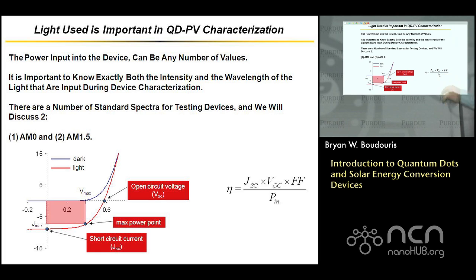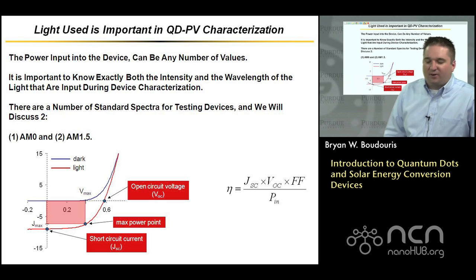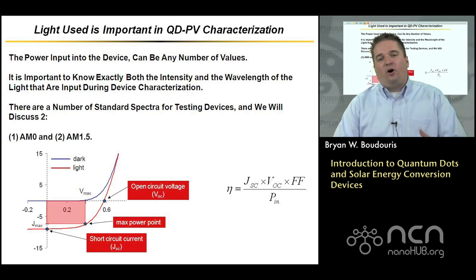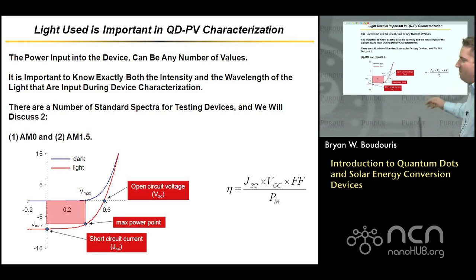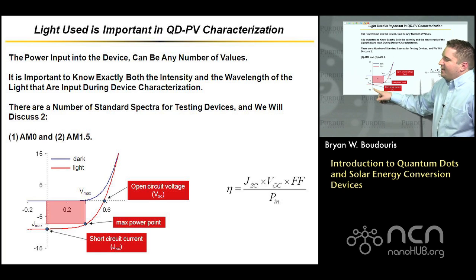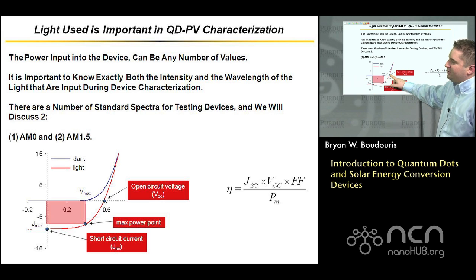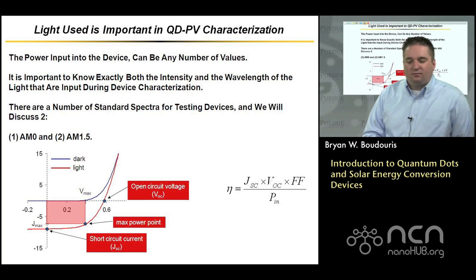And we care about the power of the light that comes into the device. So let's look at what all those terms are. So the JSC, the short circuit current density, is the current density at 0 applied bias to our device. Our open circuit voltage is the voltage at which we have 0 current.